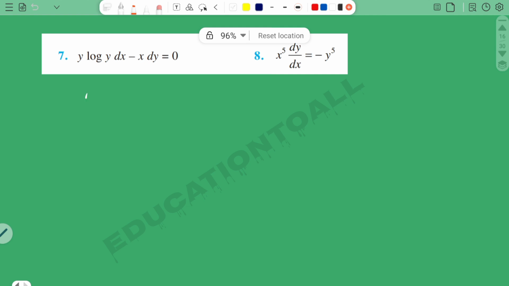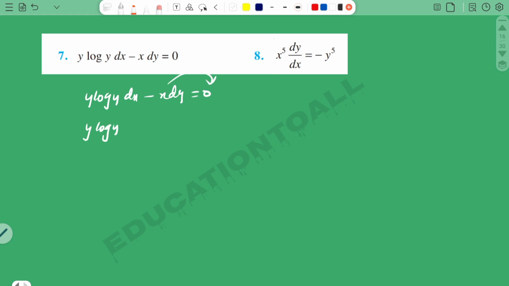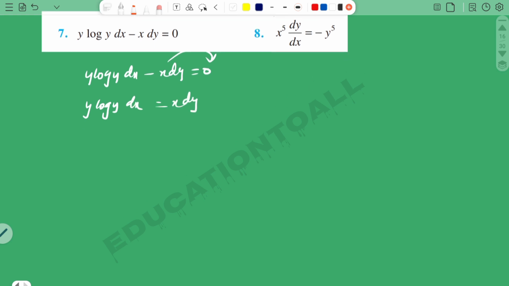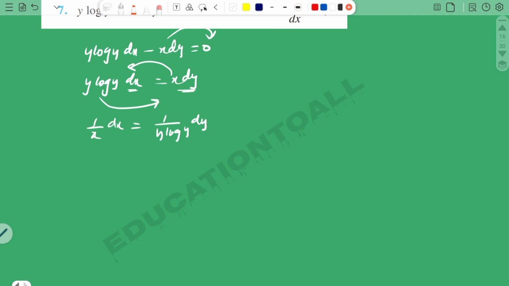Given as y log y into dx minus x dy is equal to 0. So sending this to the opposite side, we get y log y into dx, which is equal to x into dy. Then separate the variables. So dy is on the right hand side, so these both are sent to the opposite side. dx is on the left hand side, x alone is sent to the opposite side. Then 1 by x dx is equal to, on the right hand side, we get 1 by y into log y into dy. Now the variables are separated exactly, so integrating both the sides.